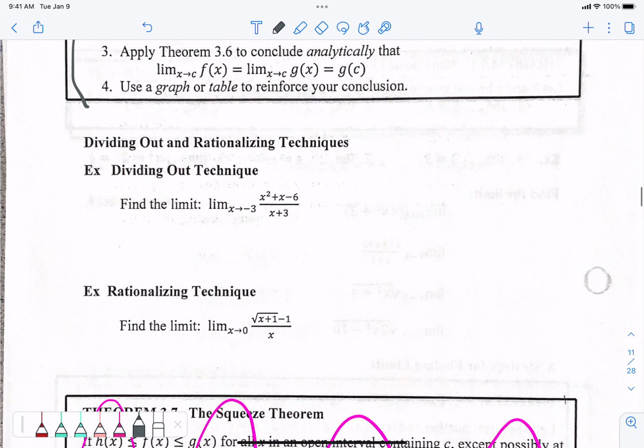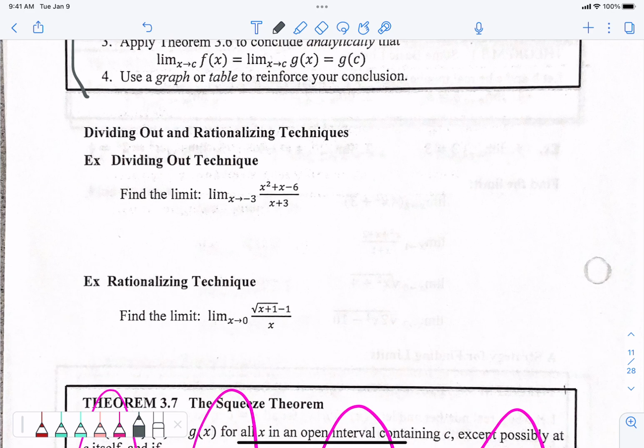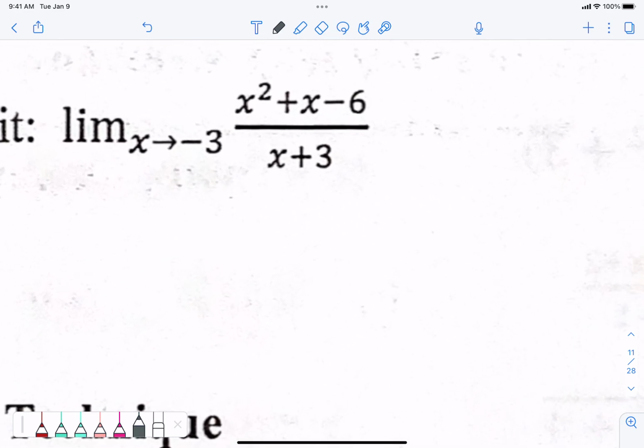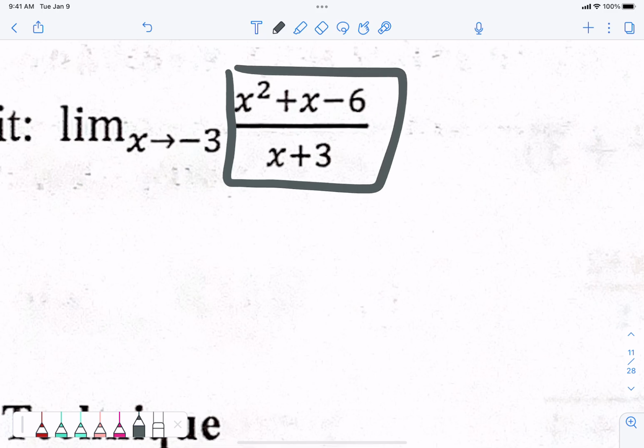But while we're on the dividing out technique, I'm going to go over this example, and then we'll go back up. So this is on the back page. This is what we're trying to evaluate, the limit at negative 3. Can I just get away with plugging negative 3 in? No, because negative 3 on the bottom is going to end up giving me 0.